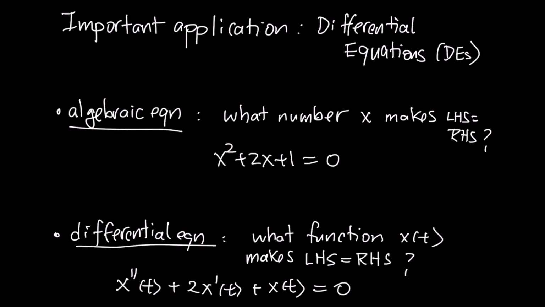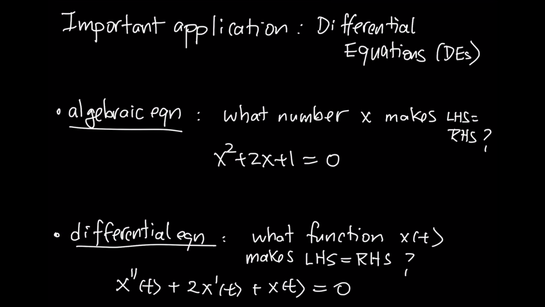We're going to consider an important application of eigenvalues and eigenvectors called differential equations. Now, just to give some sense of what this is, let's start with the usual equation we're used to. This is what's called an algebraic equation. In an algebraic equation, we ask which number would make the left-hand side of this equation equal the right-hand side.